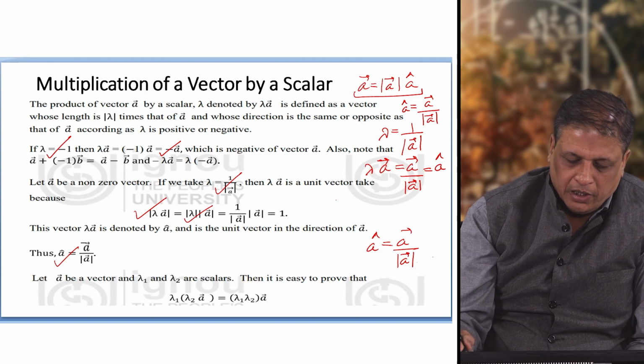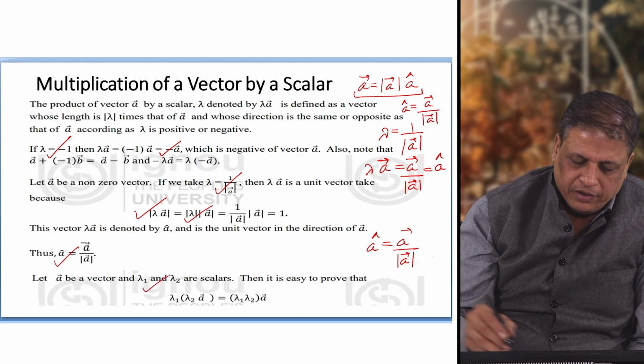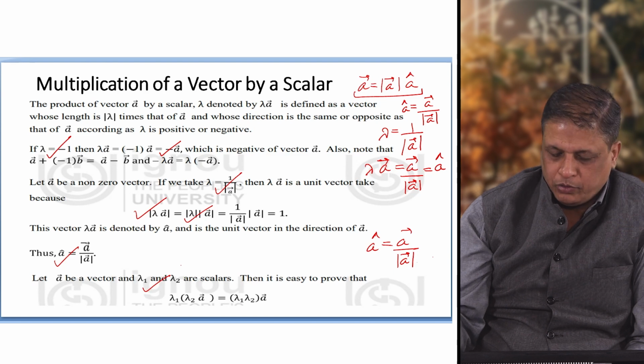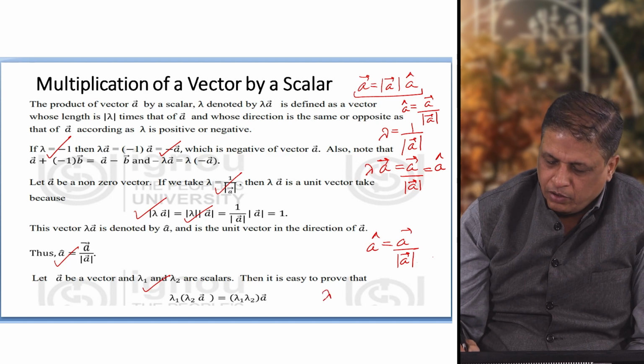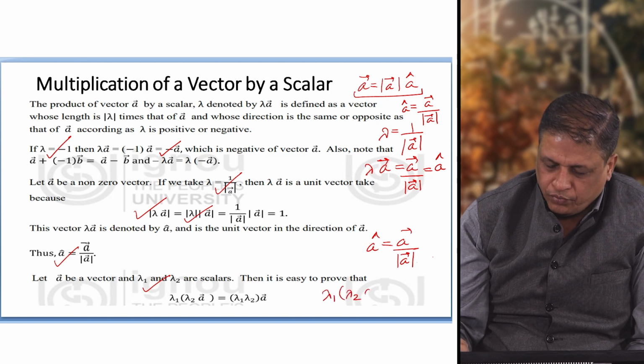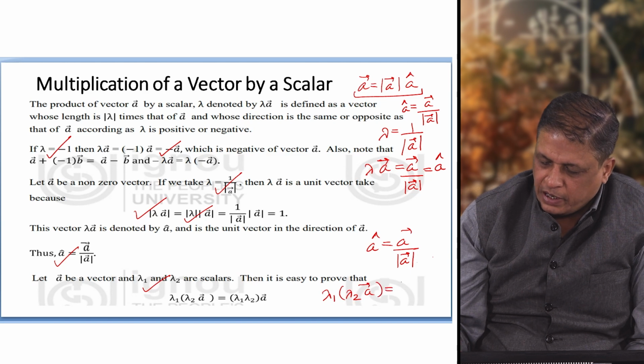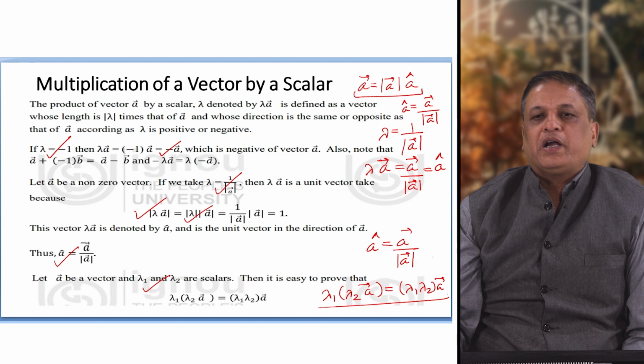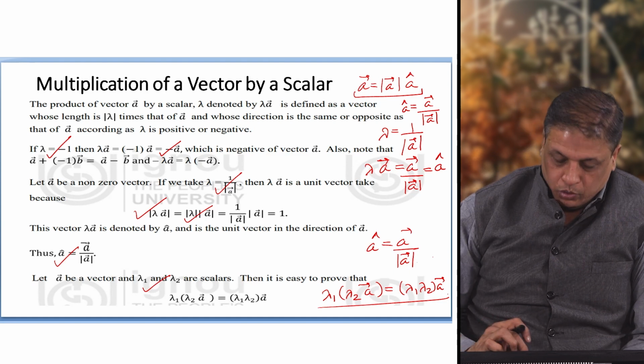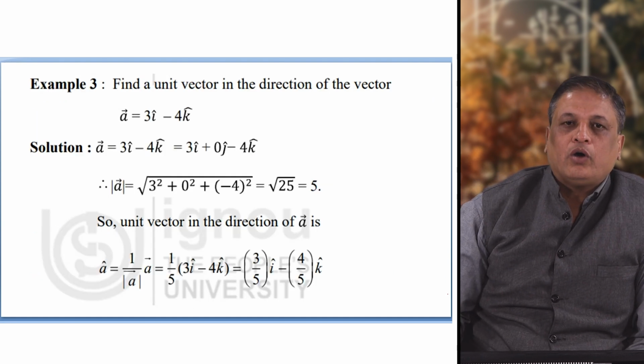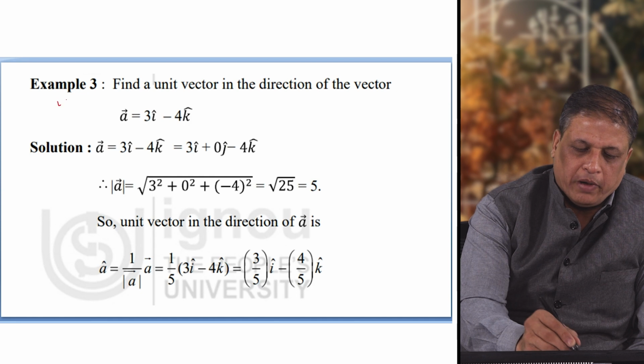And you can always see that if A is a vector and lambda 1 and lambda 2 are scalars, then lambda 1 into lambda 2 of A vector is equal to lambda 1 into lambda 2 of A vector. So, these are the simple identities. I hope you are able to understand them. Now, in order to have a better understanding, let us solve some numericals.